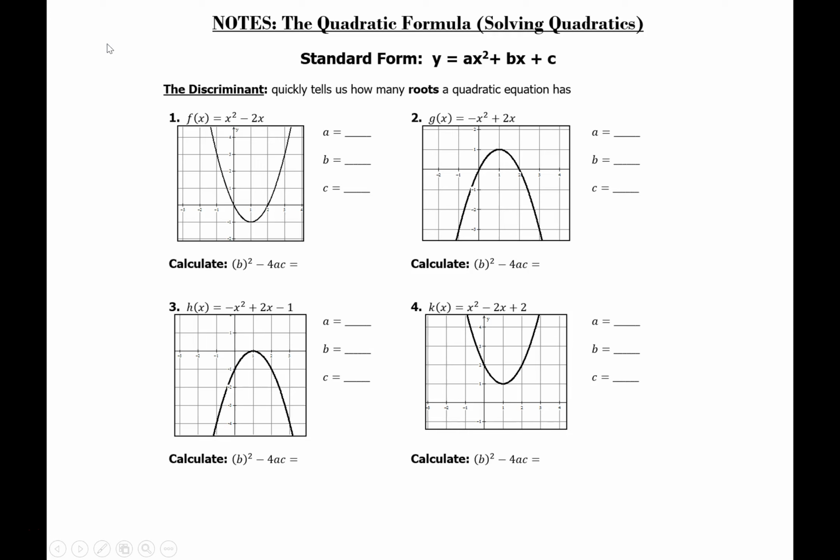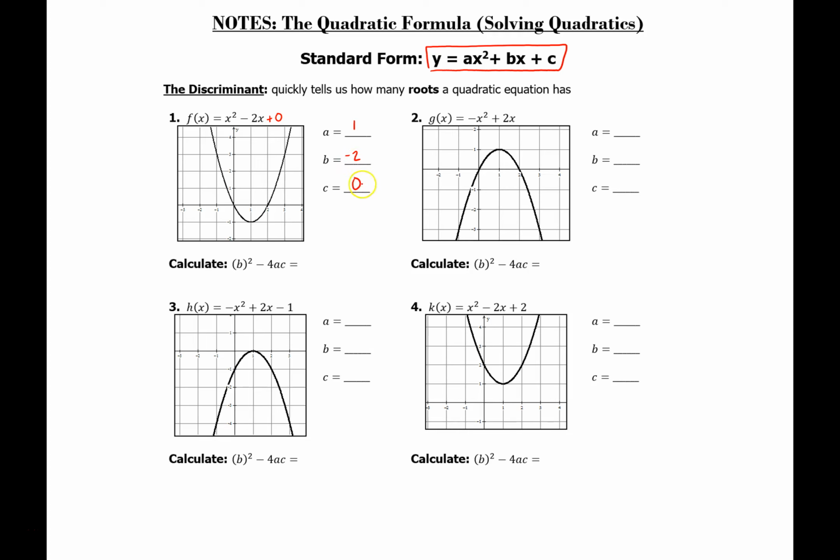Okay, so let's talk about the discriminant first. The discriminant is a nice number that's going to tell us how many roots or how many x-intercepts a quadratic equation is going to have. So when you look at standard form, remember standard form is this form here. You first need to look at A, B, and C. So A in this first problem is 1, B is -2, and C is 0 because there's no constant term being added on to the end there.